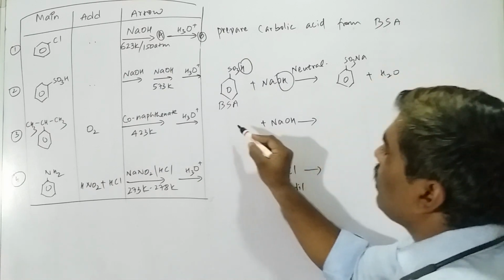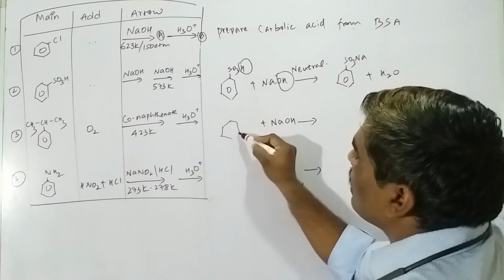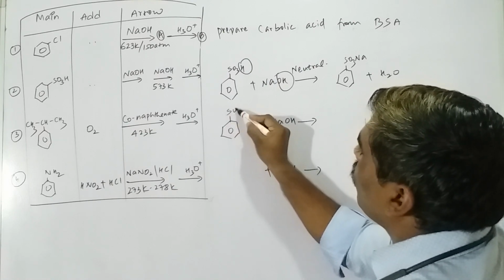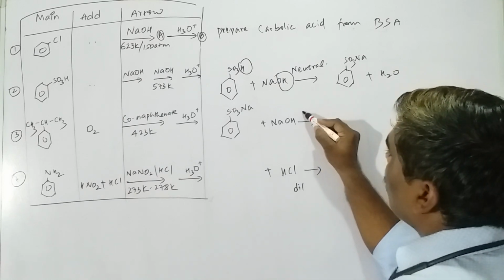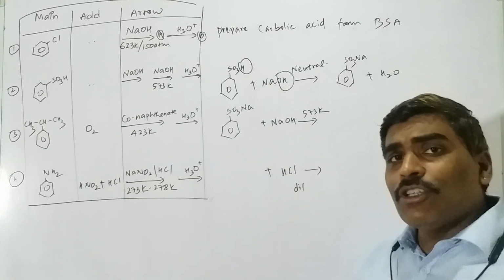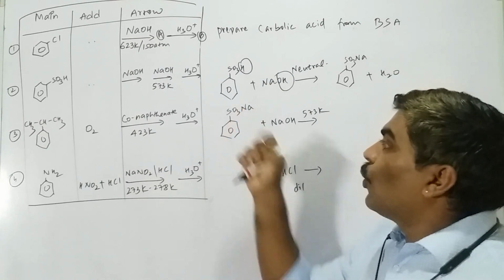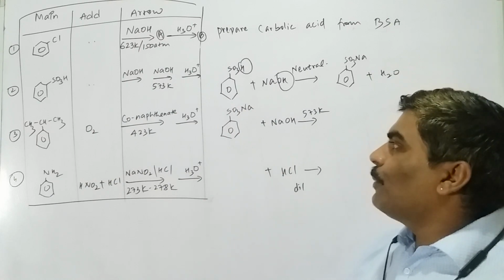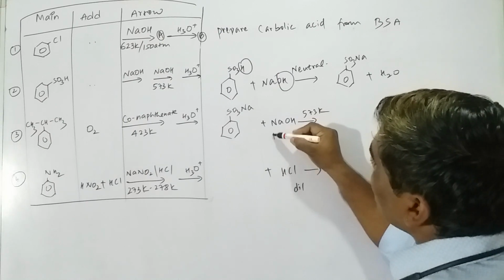This is sodium benzene sulfonate. So I'll write that, sodium benzene sulfonate. See this, sodium benzene sulfonate is this. And here it is 573 Kelvin. Again, like Dow's process. In Dow's process, what was there? Here was chlorine. Now in place of chlorine we have SO3Na. Rest all is one and the same thing.